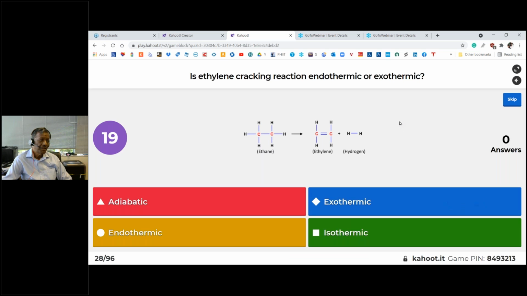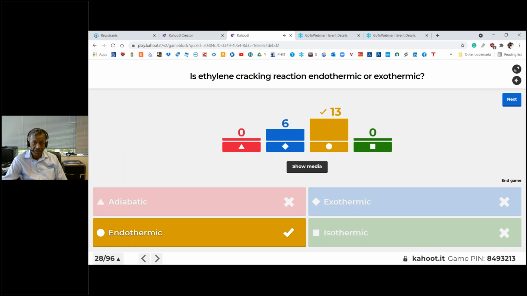So this is an easy quiz for you. Is the ethylene cracking reaction endothermic or exothermic? In exothermic reactions, energy is released. In the case of endothermic reactions, you need heat input. So the majority of you got it right. It is an endothermic reaction.